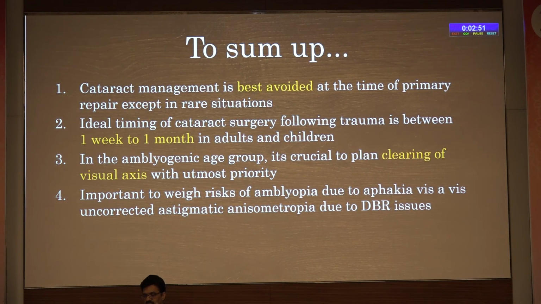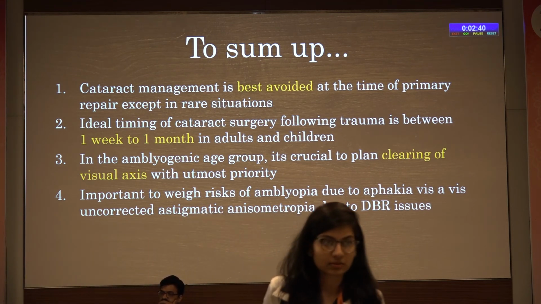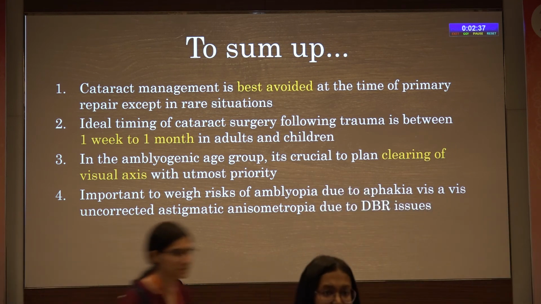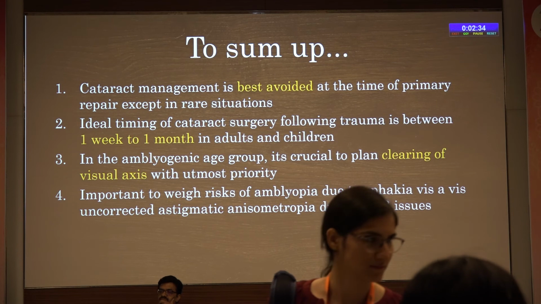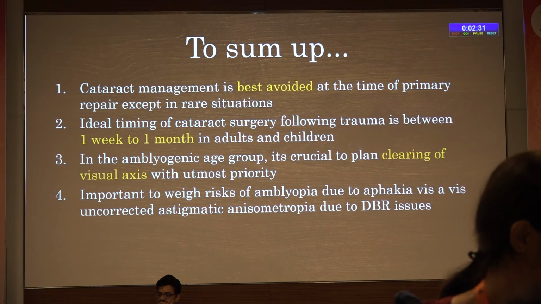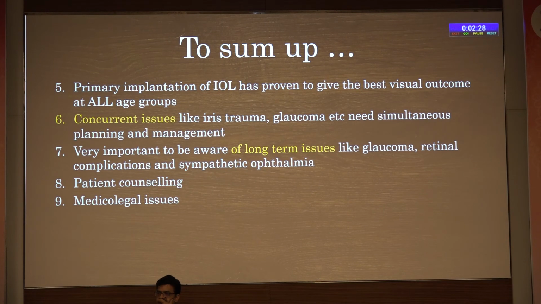So the take home is: you manage the cataract, but it is best avoided at the time of primary repair. Ideal timing is 1 week to 1 month in adults as well as children. In the amblyogenic age, it is crucial to clear visual access, but not necessarily to implant an IOL as soon as you think you have to. The DBR issues are more important than giving an IOL implantation. Primary IOL implantation has proven to give the best visual outcome in all cases. Concurrent issues, whenever present, have to be looked for and managed as you manage the cataract. And long-term issues like glaucoma and retinal complications should always be looked into, and sympathetic ophthalmia as well.